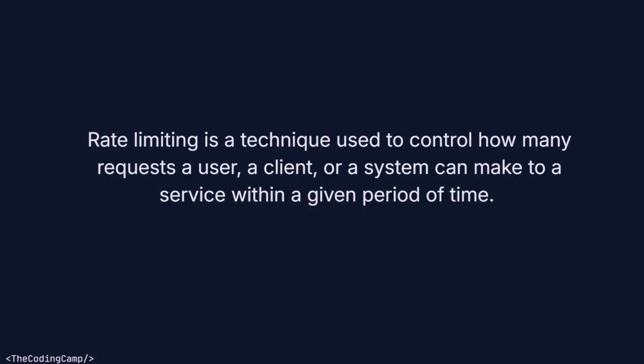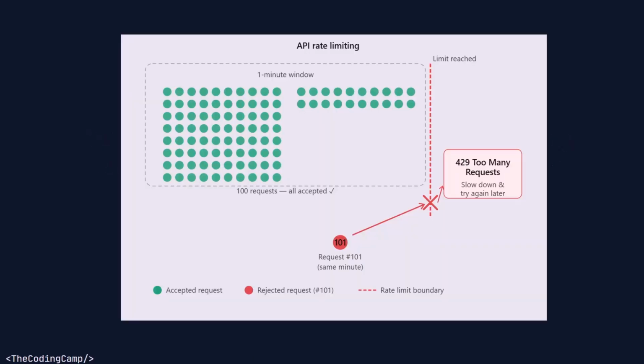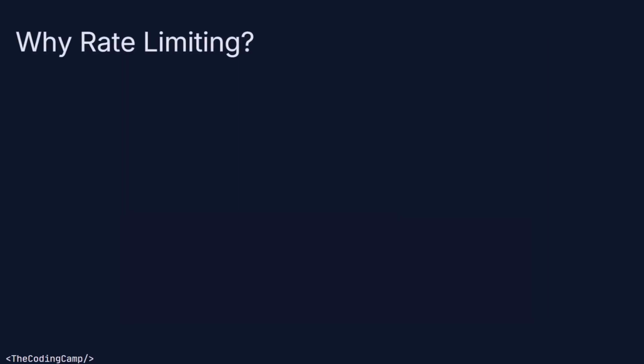If a user is allowed to make 100 API requests per minute, and they make their 101st request within that same minute, the system will reject that request. It will not process it. It will typically return an error response telling the caller to slow down and try again later. Now, why does this matter? There are 4 core reasons.